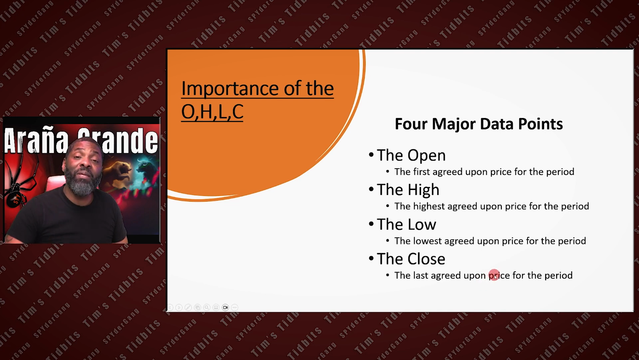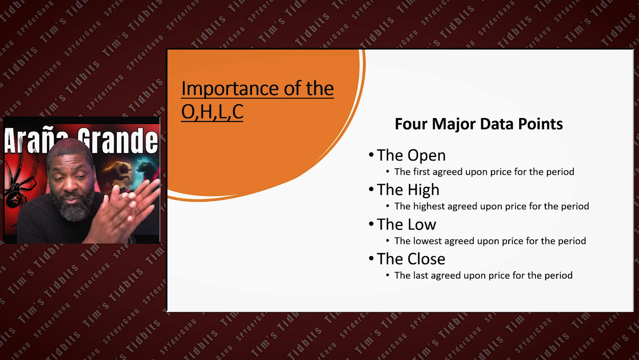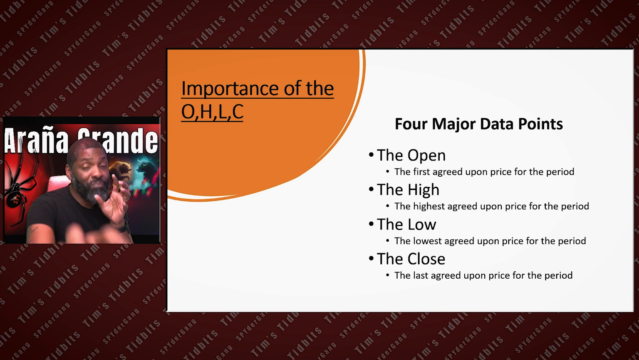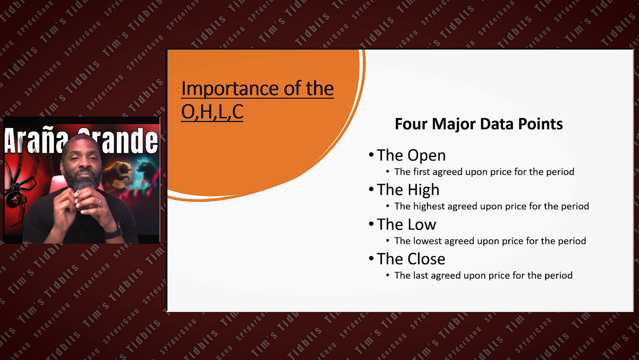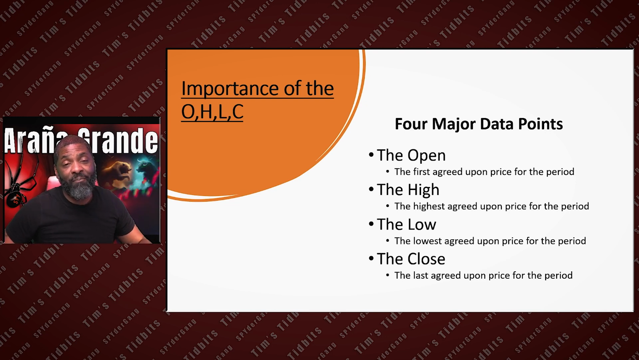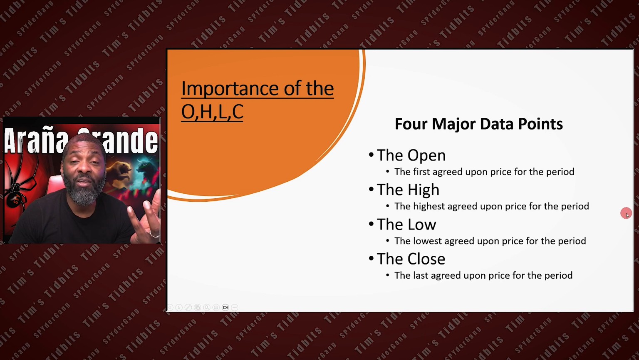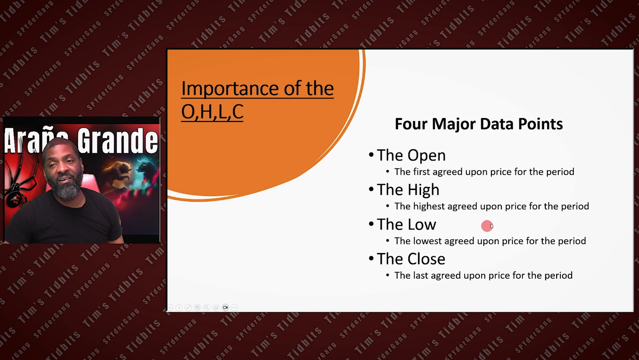The close. A lot of people see the close as the most important price out of all four because the close is the last agreed upon price for that period. This is the price at the end of all of the hustling and bustling, the back and forth, the pulling and the pushing, when they said, okay, we can agree that this is the final fair price for this period of time, right? Those are the four major data points: the open, high, low, and close. It's the name itself, the open, the high, the low, and the close of the period.